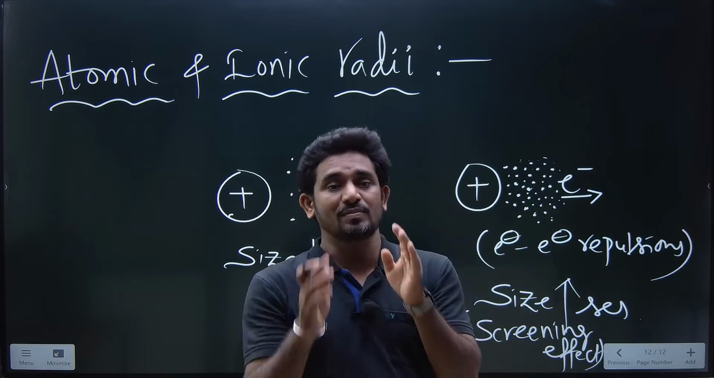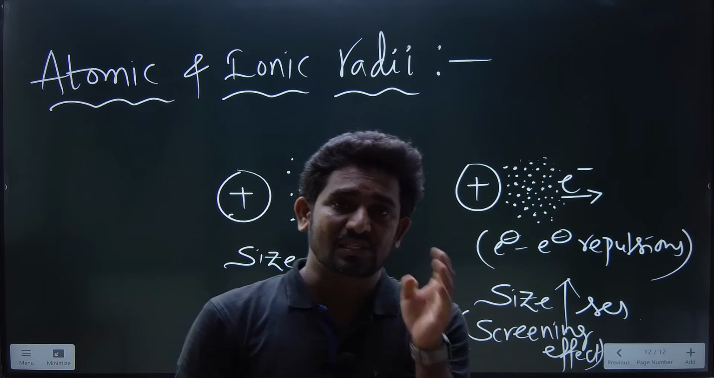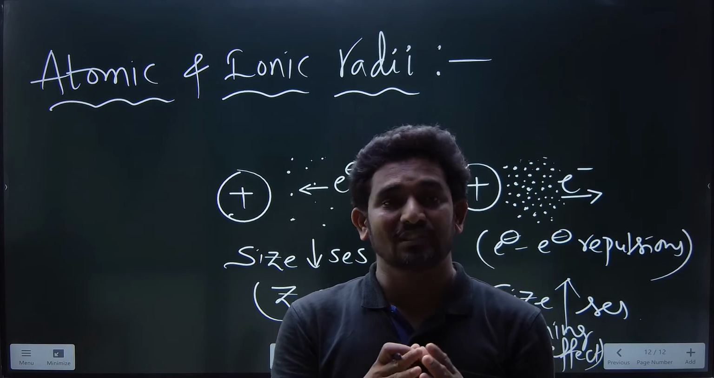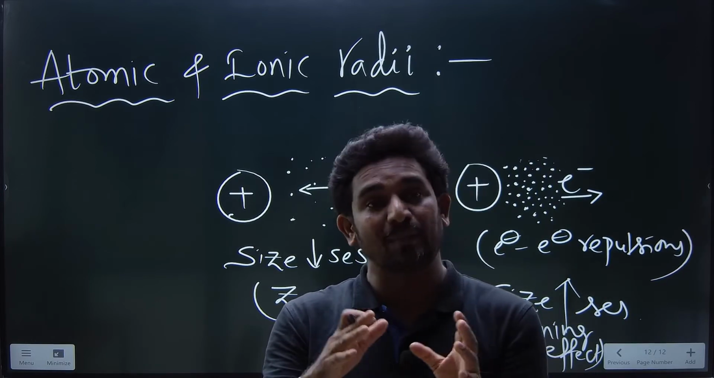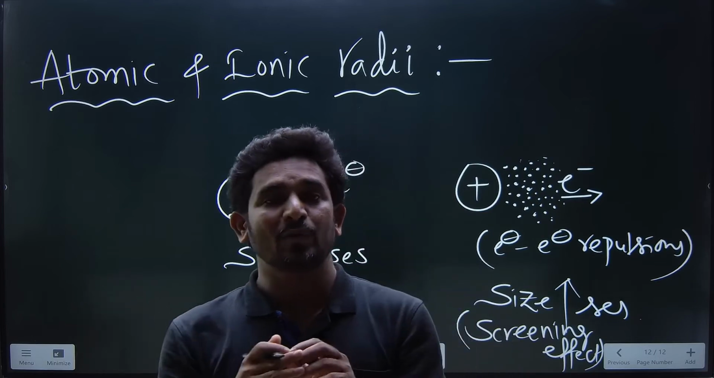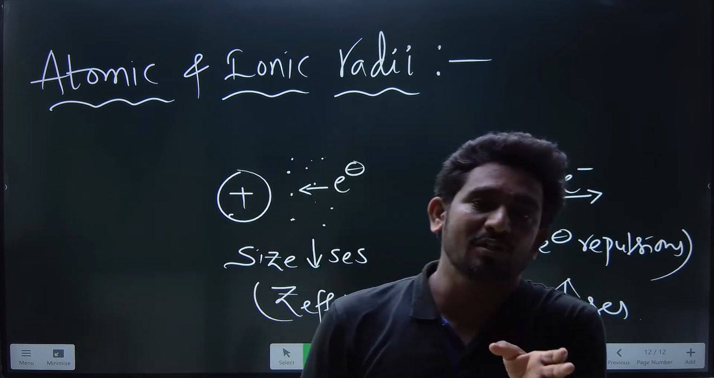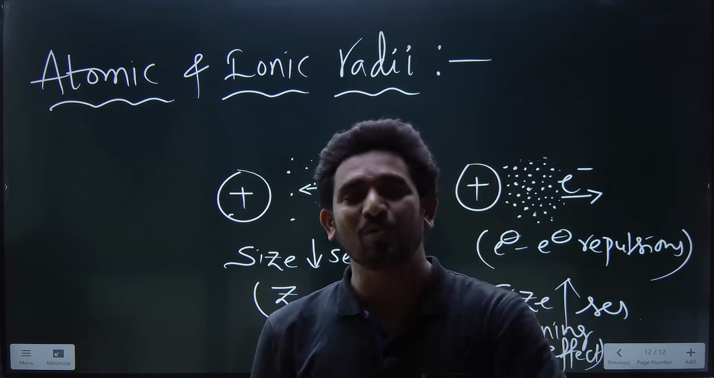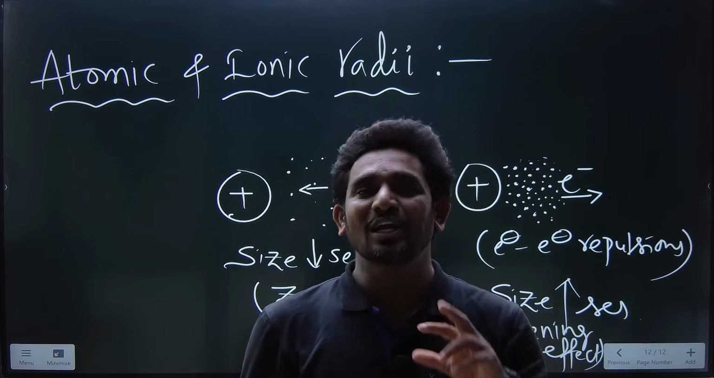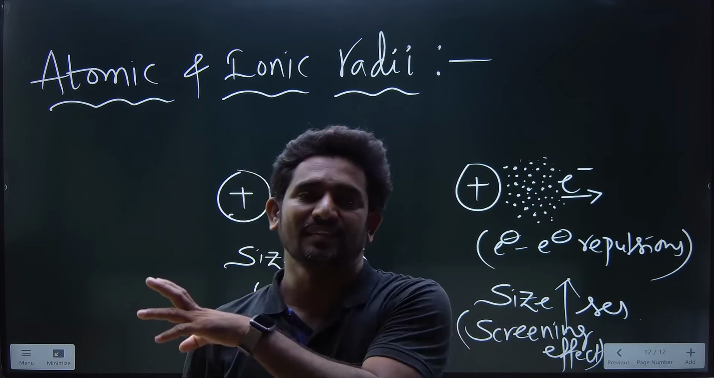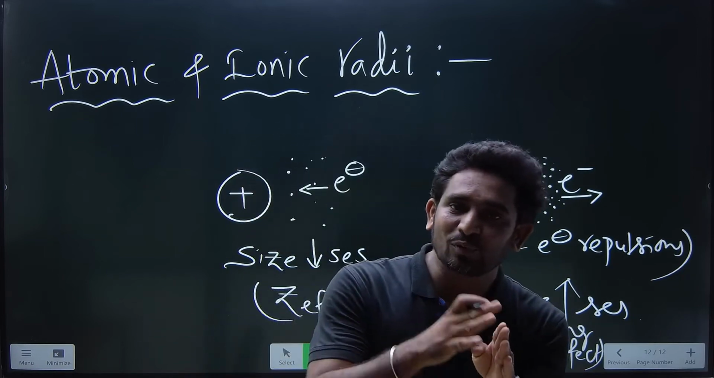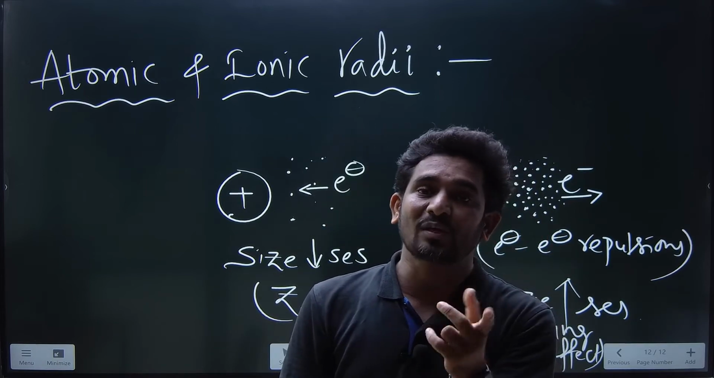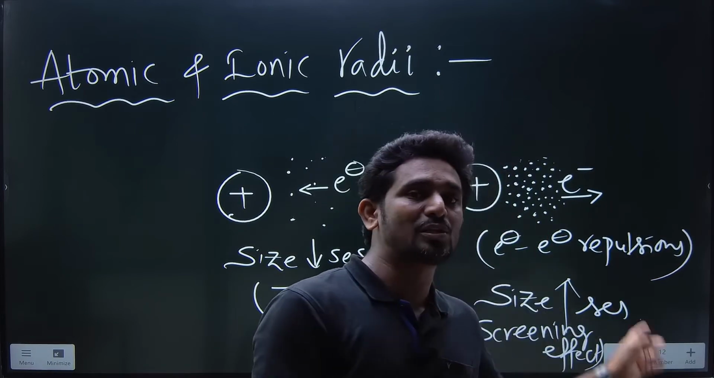Now tell me, from scandium to manganese, what is happening to the number of protons? The atomic number is increasing, meaning the number of protons is increasing, so the effective nuclear charge is increasing. At the same time, electrons are also increasing. Effective nuclear charge increases, no doubt, but at the same time the number of d electrons also increases, so the screening effect also increases.